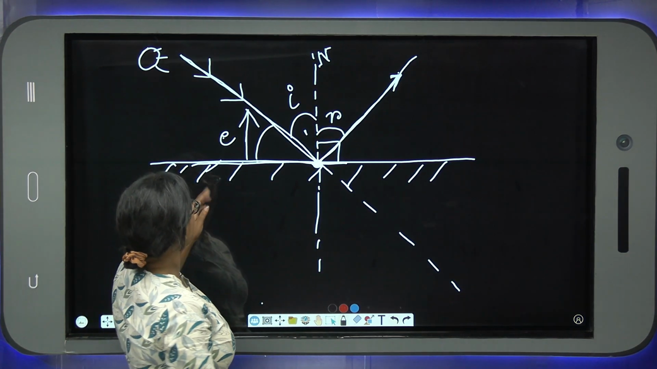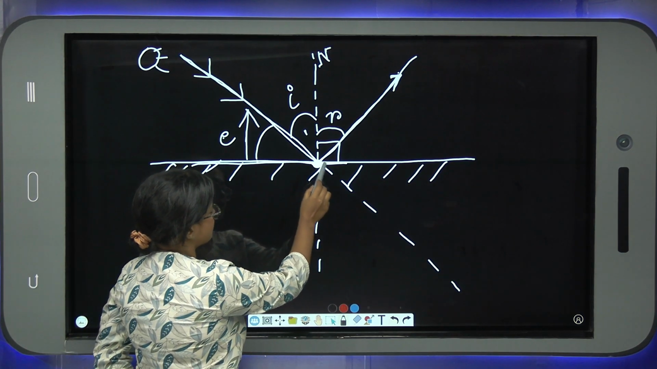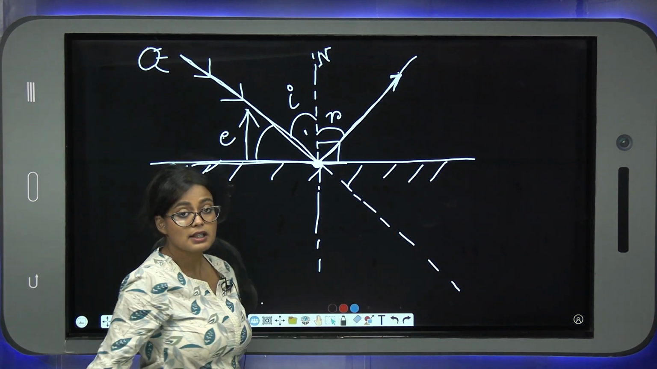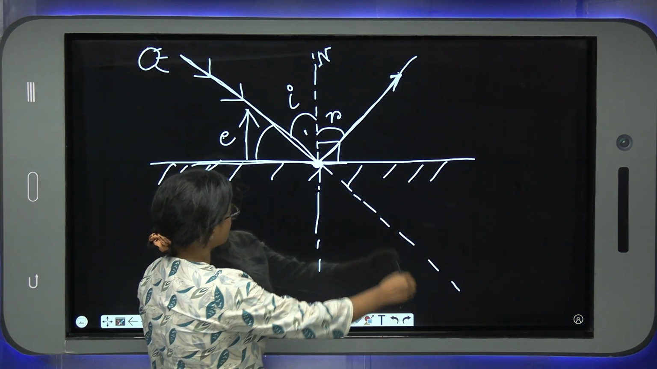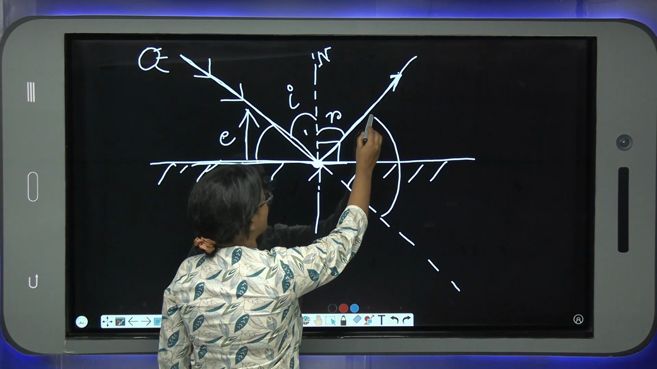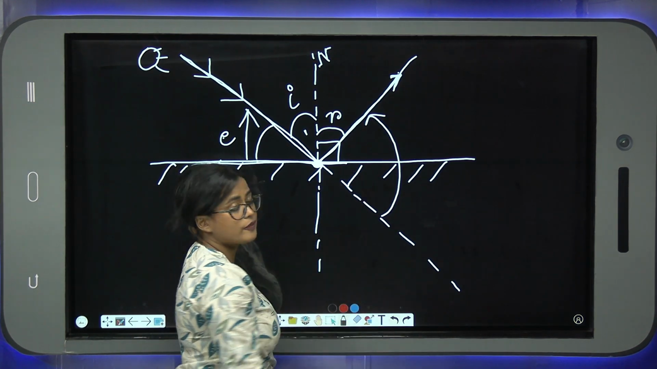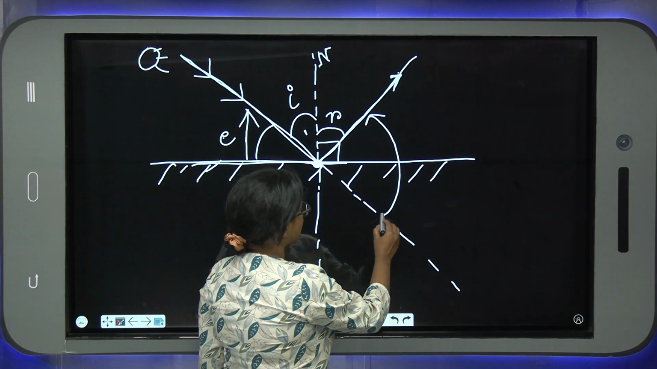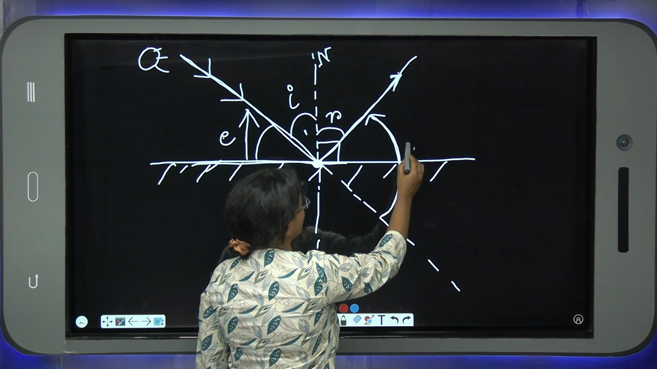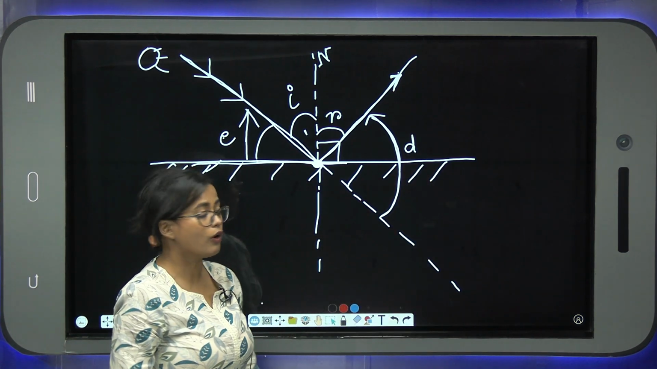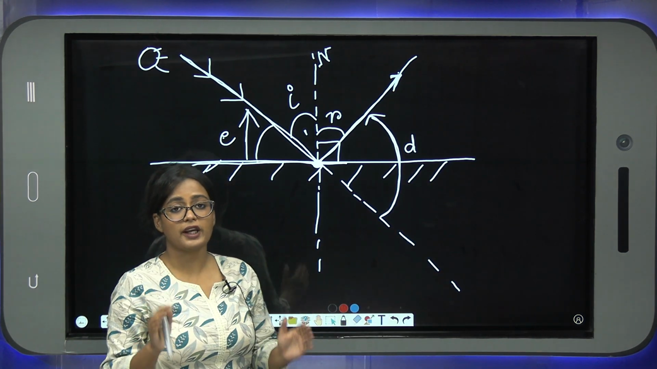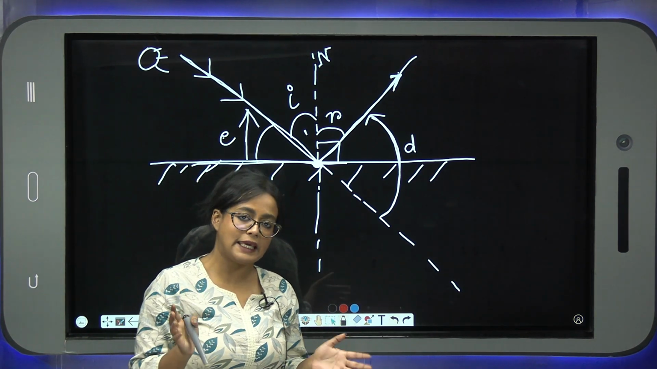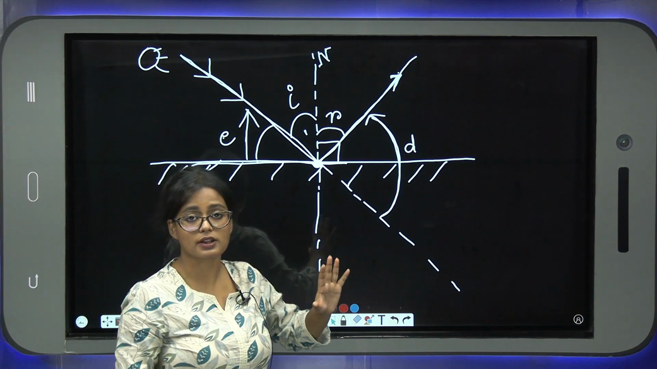Okay. Now, if the surface wasn't present, the light would have travelled through this path, but it does not. So, it deviates from this path to this path because of the presence of this reflecting surface. This deviated angle is called the angle of deviation or D. So, this brings us to the reflection of light through a plane mirror. How a plane mirror works.